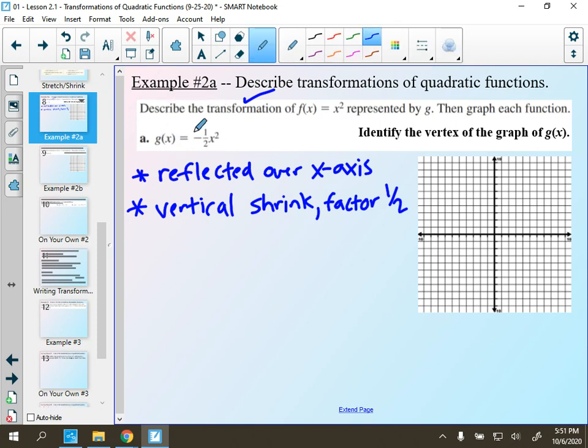Just like before, let's go ahead and identify the vertex of this one. So what is the vertex of this? And again, this one's kind of tricky in the sense that I don't see anything added to x or anything added to the whole function. So if we're not translating left or right, that must mean the vertex stayed exactly where it was for the parent function, which was (0, 0). The h value is 0, the k value is 0. So there's my vertex of the g of x.